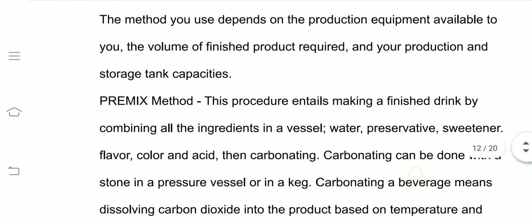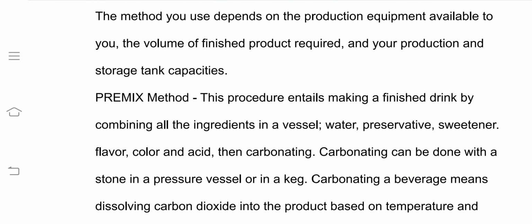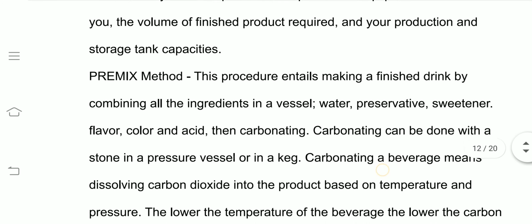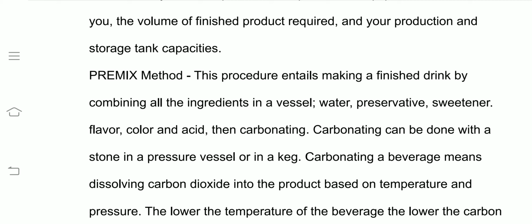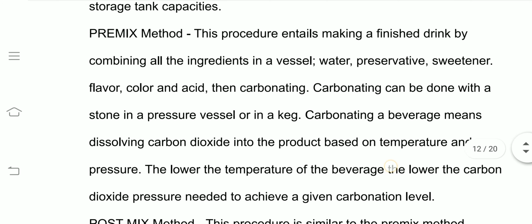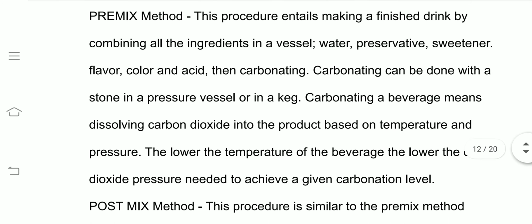Pre-mix method entails making a finished drink by combining all the ingredients in a vessel, that is water, preservative, sweetener, flavor, color and acid. Then after that, carbonating. Carbonating can be done with a stone in a pressure vessel or in a keg.